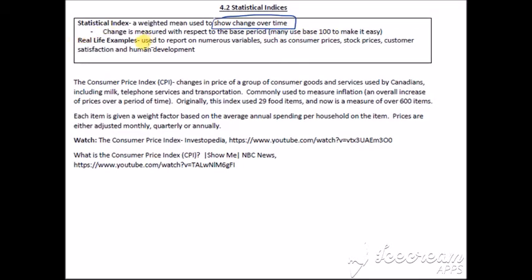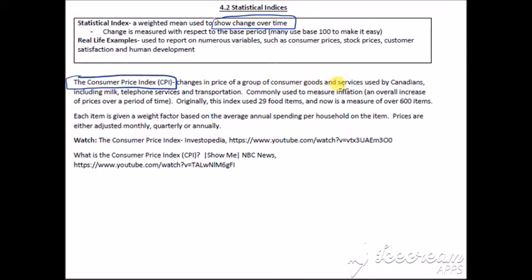Real life examples. So this is used to report on numerous variables. Like in actual real life, consumer prices are based on statistical indices, stock prices, customer satisfaction, and human development. Okay, so a lot of real life applications here. So the consumer price index is the change in price of a group of consumer goods. This is a real life example.